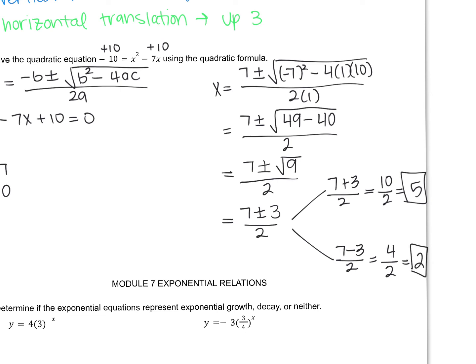Now, if I hadn't gotten a perfect square underneath the square root, like if I had gotten 10 instead, I would have left it as 7 plus or minus the square root of 10 all over 2. If the square root isn't a whole number, if it's not a perfect square, just leave it underneath the square root. I don't want decimal answers here.